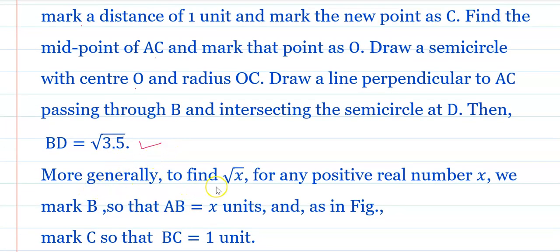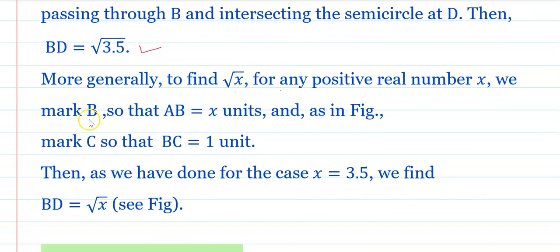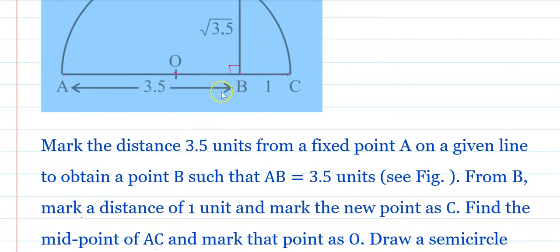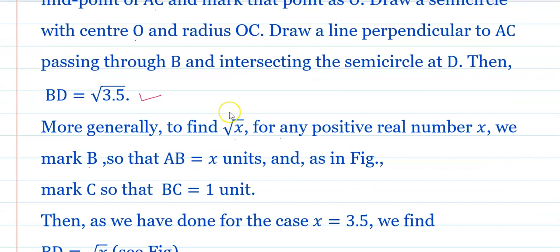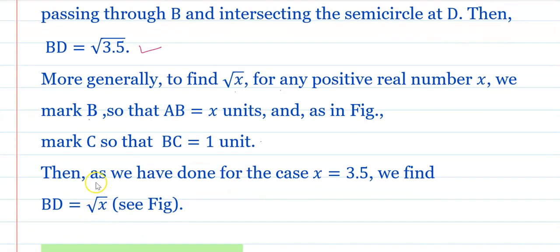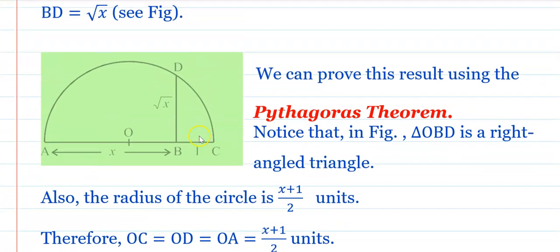More generally, to find root x for any positive real number x, we mark B so that AB is equal to x. This AB is equal to x in general, and as in the figure, take C so that BC is equal to 1 unit. Then, as we have done in the above example where x is equal to 3.5, now see this figure.